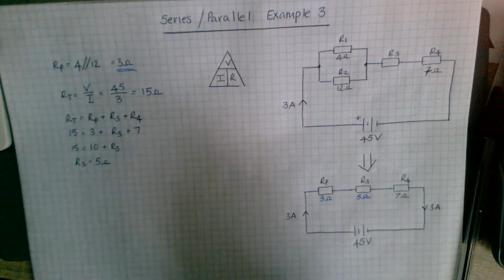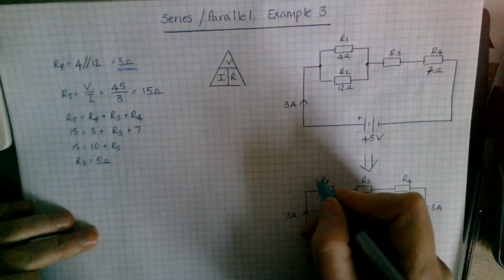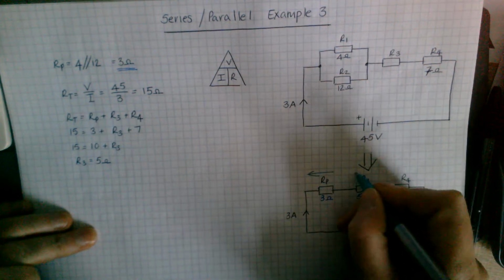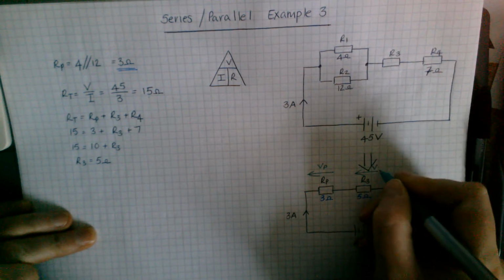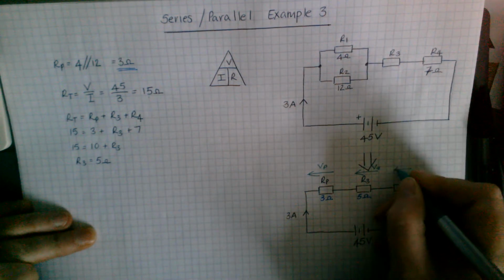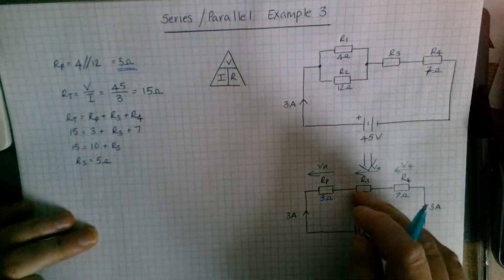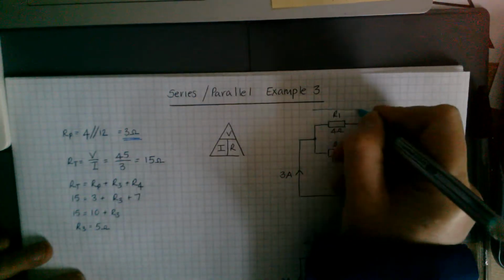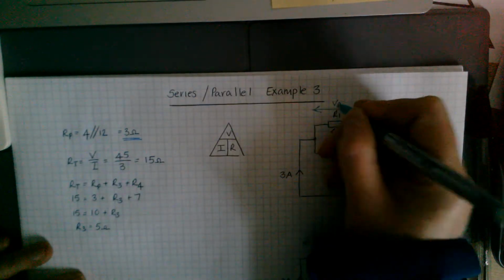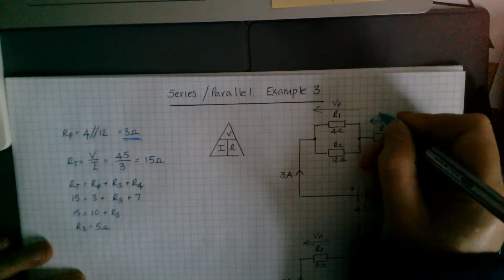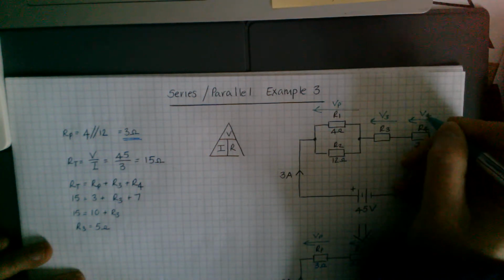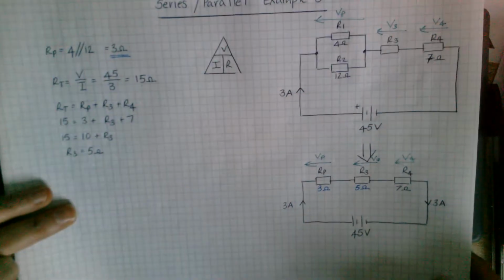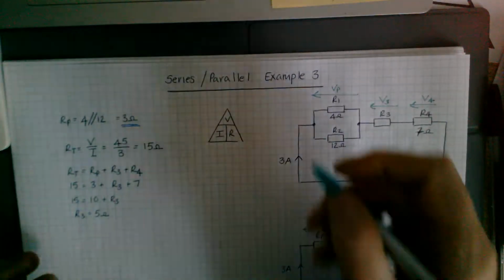Then from that, we can do our voltages again. VP, V3, V4, which will tie in with these ones. VP, V3, V4. And our two currents.